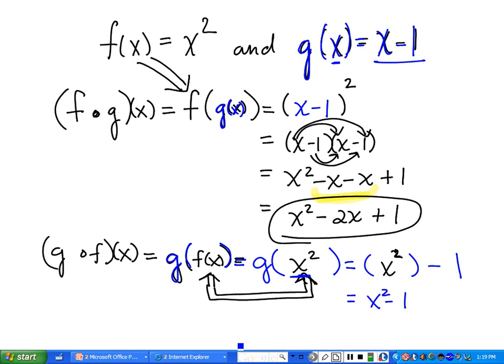Now notice something. f of g of x is not the same as g of f of x. If they were the same, we would have had the same answer, but we don't. These answers are not the same, so you will not get the same answer in most cases when you do f of g of x and turn around and do g of f of x.